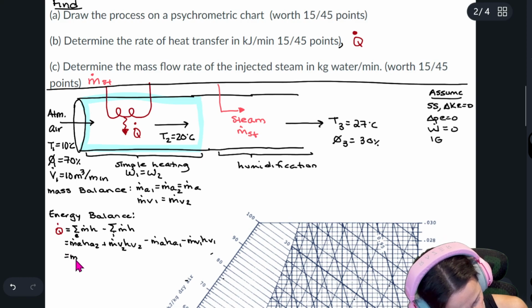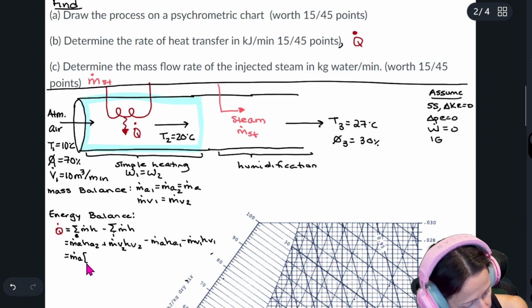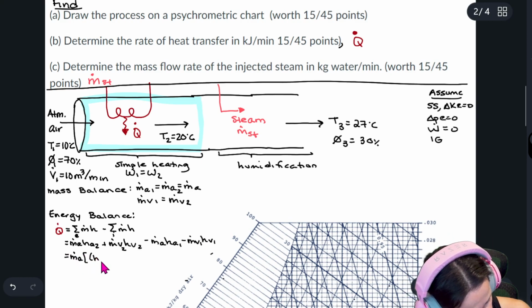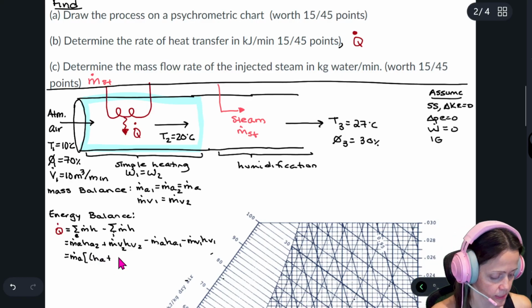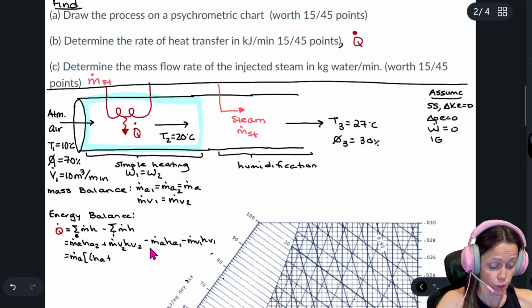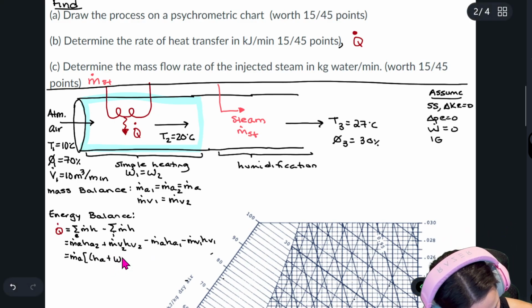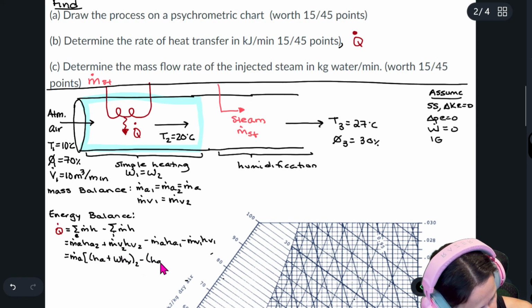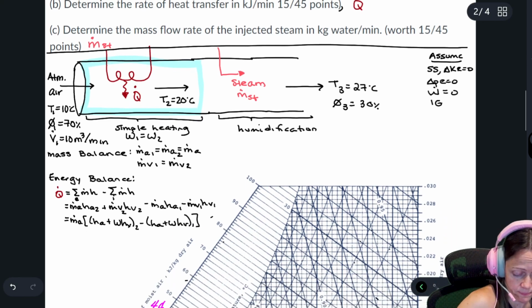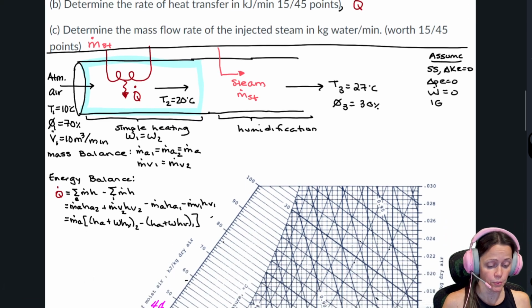And then what we do is we just isolate m dot A on the outside. So I have HA2 plus m dot V2 over m dot A, which is just our specific humidity. It's all at 2, and then the same thing, of course, at 1. All right, I have the volumetric flow rate.